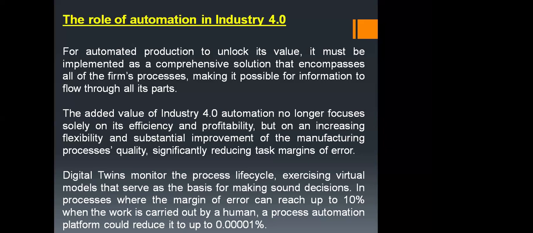So digital twin is one of the important technologies that monitors the process life cycle, exercising virtual models that serve as a basis for making sound decisions. And we have seen that in processes where the margin of error can reach up to 10% when the work is carried out by a human being or conventional manual labor, but when we automate it, that margin of error reduces to a very low value, in the range of 0.401%.